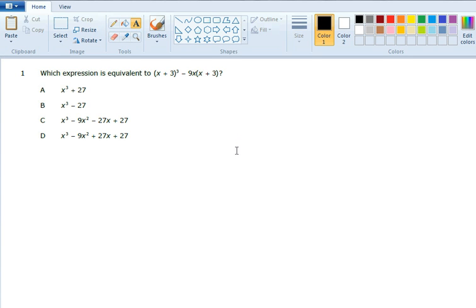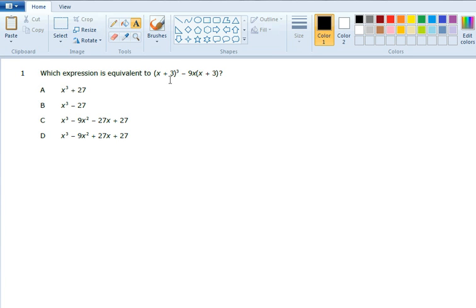Okay, so this is the first problem from your released MSL, and in it, it asks you to find which expression is equivalent to (x + 3)^3 - 9x(x + 3). Now, one mistake a lot of people will make is they'll say, oh, x cubed is x cubed, and 3 cubed is 27, so this is x cubed plus 27, but that is not correct.